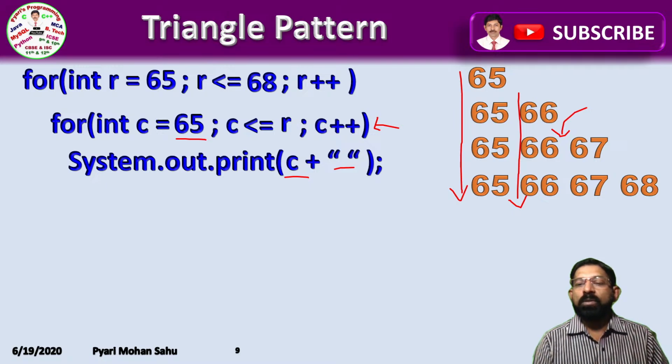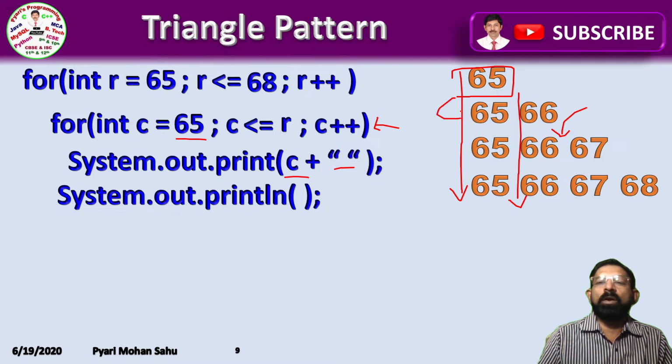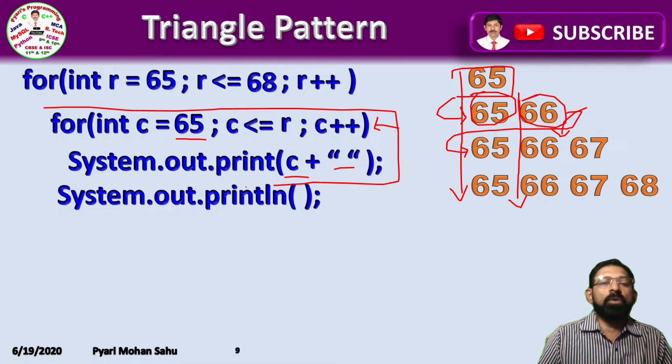Print ln. Good. After this, we need to have println because after completion of a particular column operation, control moves to the next line when it comes to the next row. After completion of the column operation, control moves to the next line. So as I said, this is for your column operation. Now after completion of this column operation, when the control comes out of the loop, it should take the control to the next line.